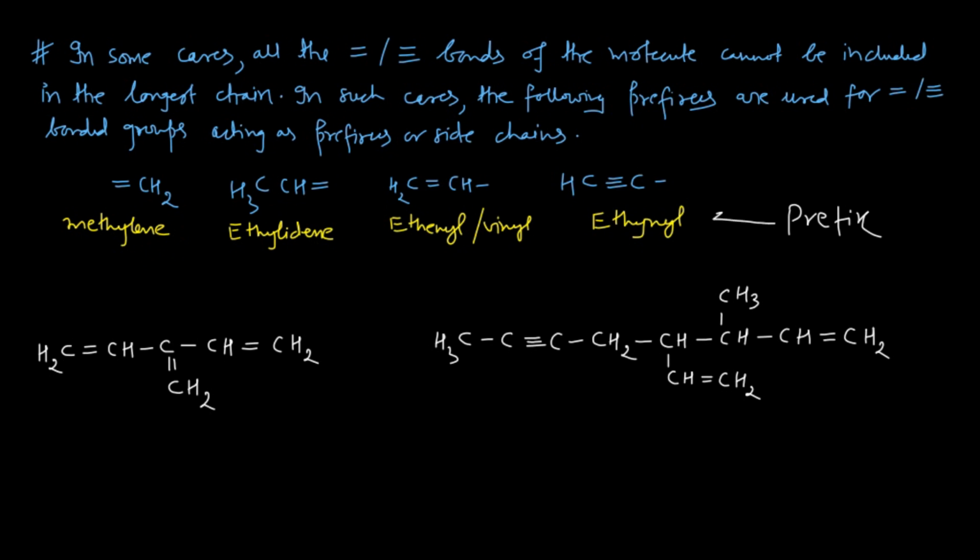Okay, so these are the prefixes basically. Just like that. Okay. So please remember, when you have this double bond CH2 as side chain, this is methylene. When you have the CH3 double bond, it is ethylidene. When you have the CH double bond CH2, it is vinyl. More commonly vinyl, but you may also write the ethinyl, vinyl or ethinyl.